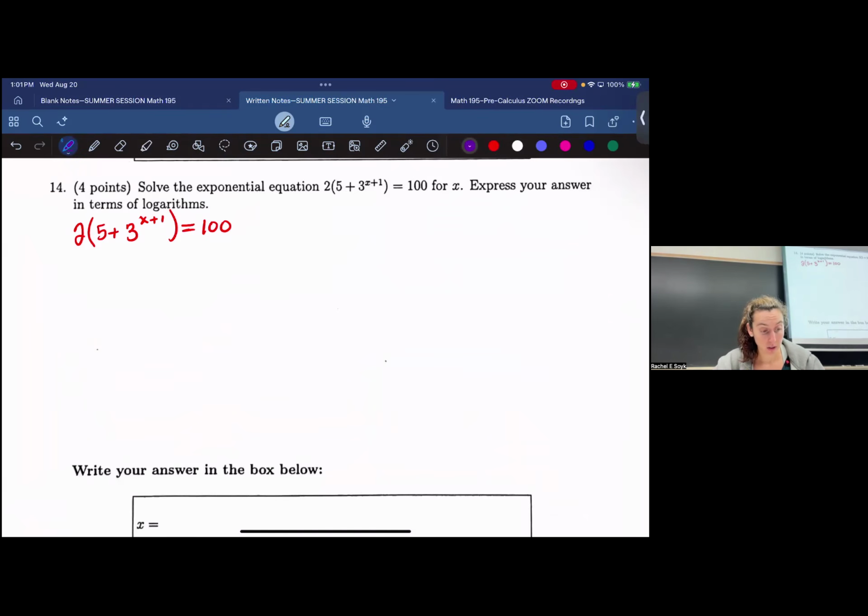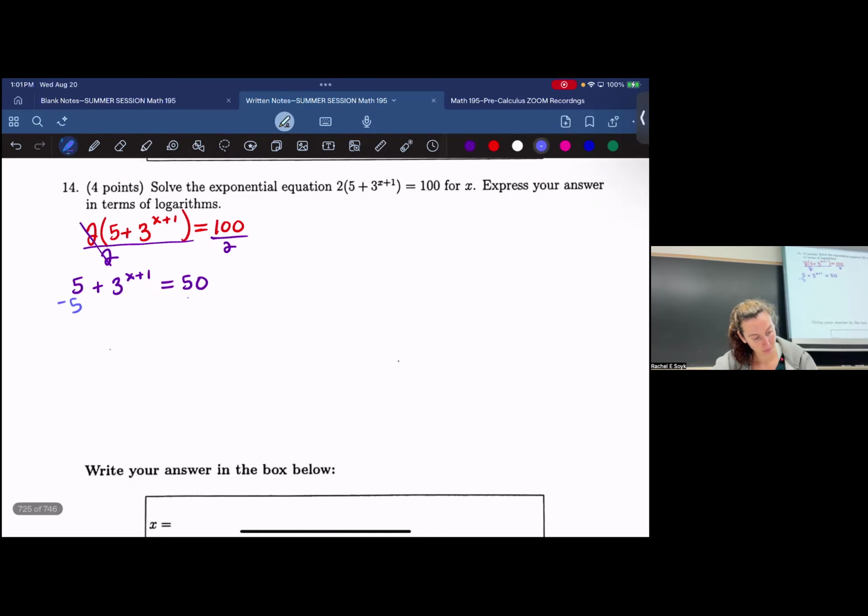Let's utilize our inverse operations in order to isolate that x. So I'm going to first divide both sides by 2. So I'm looking at 5 plus 3 raised to the x plus 1 is equal to 50. And then I'm going to subtract both sides by 5. So I'm looking at 3 to the x plus 1 is equal to 45.